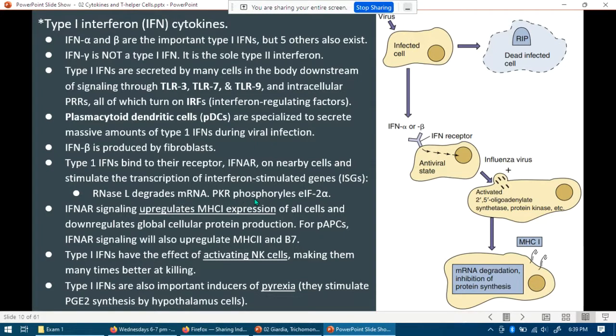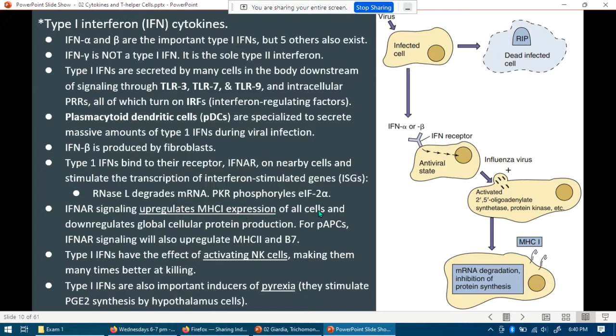Protein kinase R is going to turn off translation by turning off the eukaryotic initiation factor 2 alpha, which is a component of the ribosome. So it turns off the ribosome so that the cell stops making proteins. Not good for a virus. The virus needs the cell to be making a lot of protein in order for more viruses to be made. So if the cell stops making protein, well, the virus is kind of screwed. It can't replicate anymore.